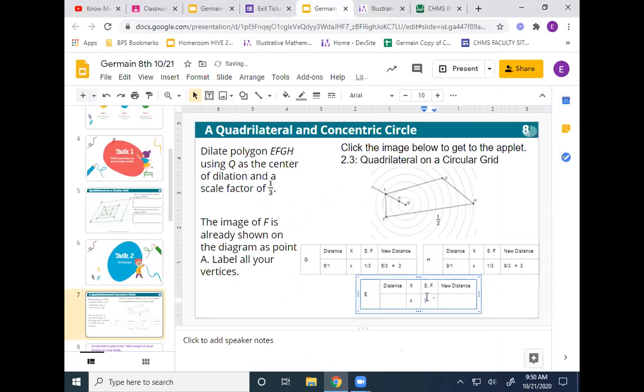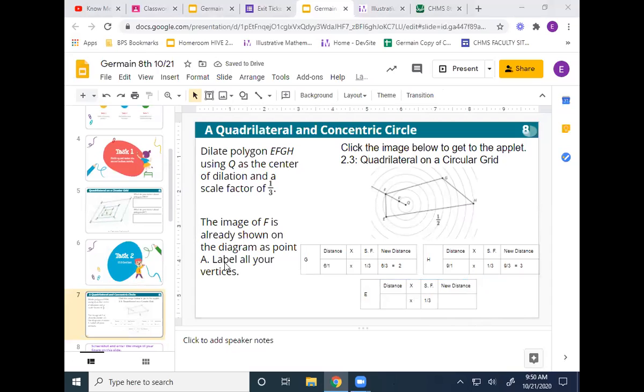Times our scale factor. So, Tiffany, do you want to unmute and tell me what was the distance that you found for point E from the center? Or you can throw it in the chat, Tiffany, either way. 3. 3, very good, nice job.